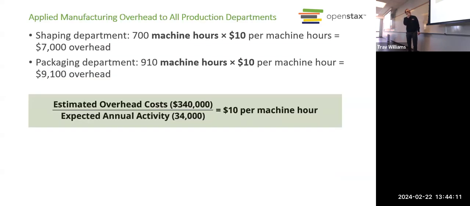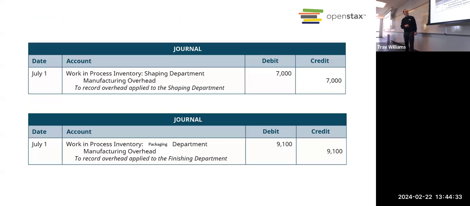Then we get to the end, and we need to apply some overhead. So we know the overhead formula, right? We learned that last week, I believe. Take your estimated overhead, divide it by your estimated activity. That's how you get your rate. In this case, the activity is machine hours, and so the rate came out to $10 of overhead per machine hour. So then what you do is you see how many machine hours were used and you multiply by $10.